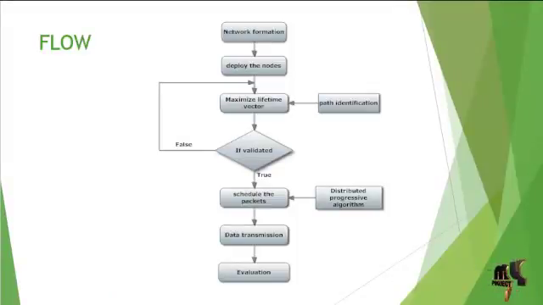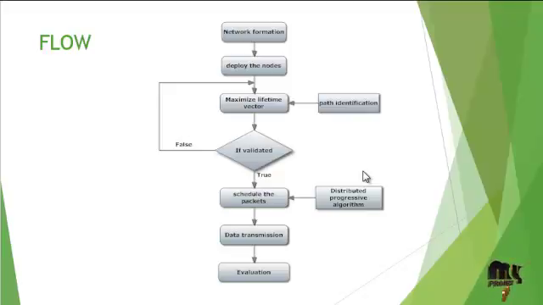Let us see the flow of our project. First, the network is formed. After deploying all the nodes, we have to maximize the lifetime vector based on our path identification. If it is validated, we schedule the packets using the distributed progressive algorithm, and using this algorithm, we identify which are the sleeping nodes and which are the active nodes.